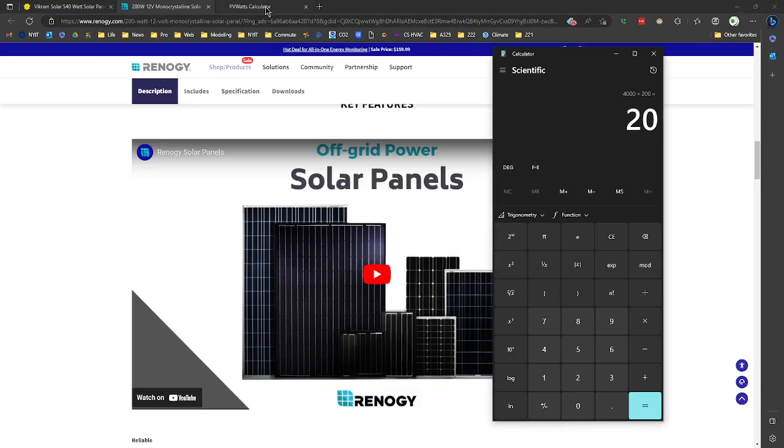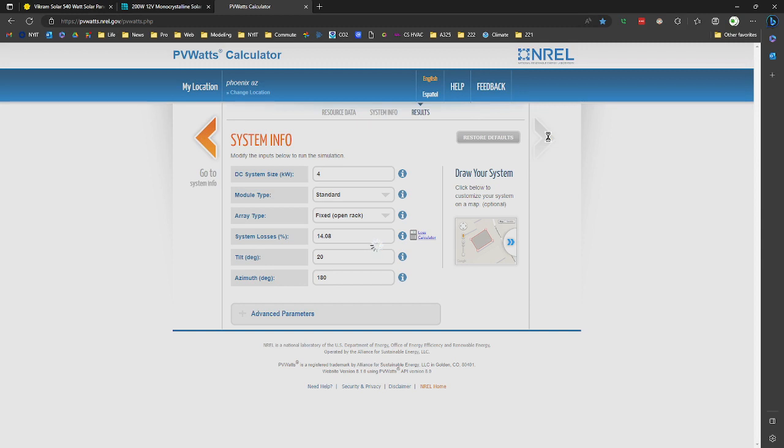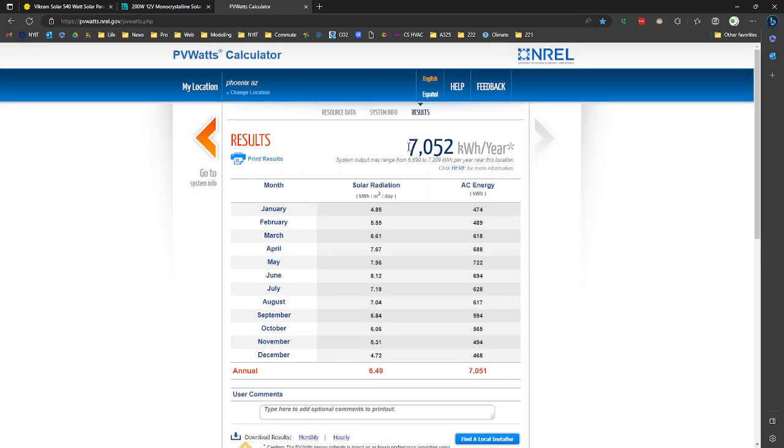So let's go back to PV Watts. That's just giving us some ideas. Pretty small system, 200 square feet. Let's see how much power it produces in Phoenix. It's saying that a 4 kilowatt system is going to make 7,000 kilowatt hours per year in Phoenix. So what's that going to mean?